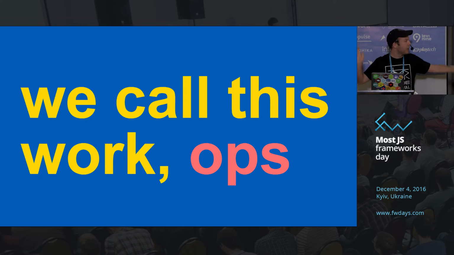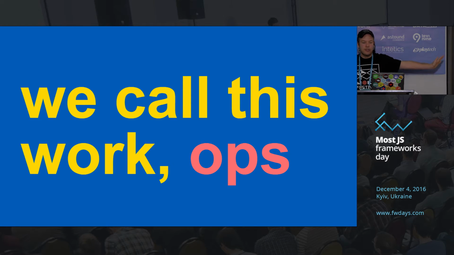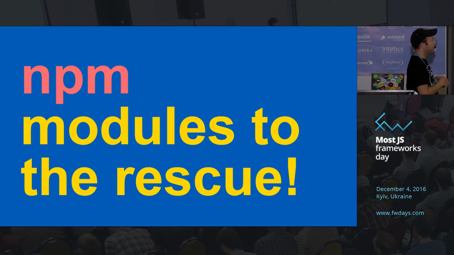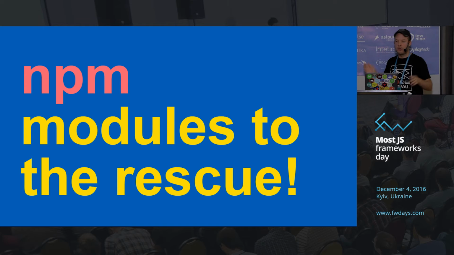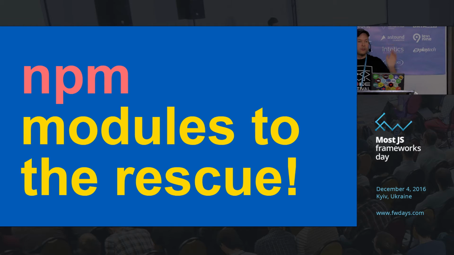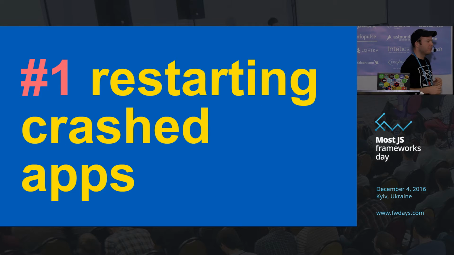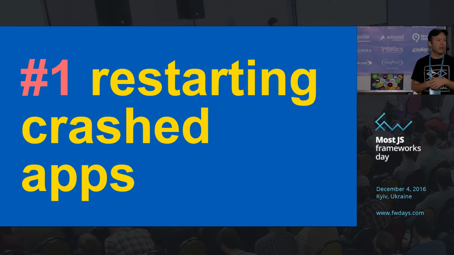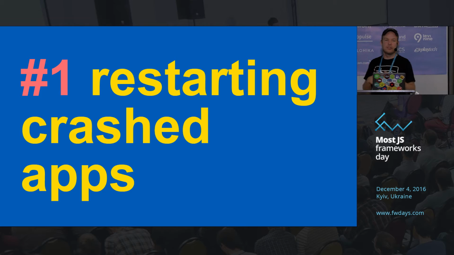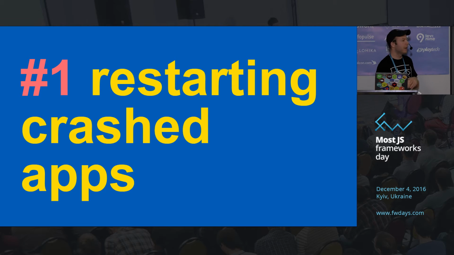So how can we get rid of all that, right? Luckily, we can use a bunch of modules from NPM, because there's 400,000 of them, to kind of make all this crap go away and not worry about ops anymore. So my plan is basically just to show you all kinds of cool modules you can use to get rid of all this crap now and just start worrying about writing apps instead, because writing apps is way more fun.